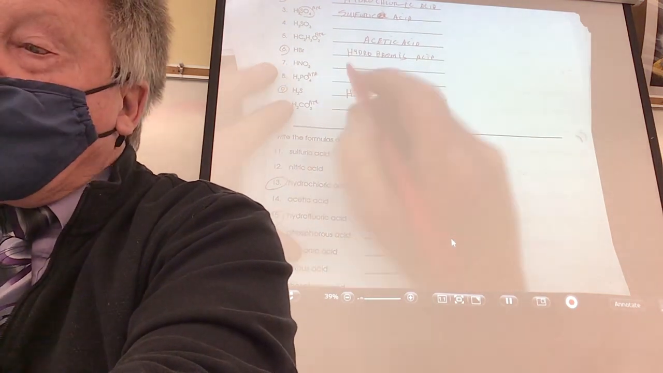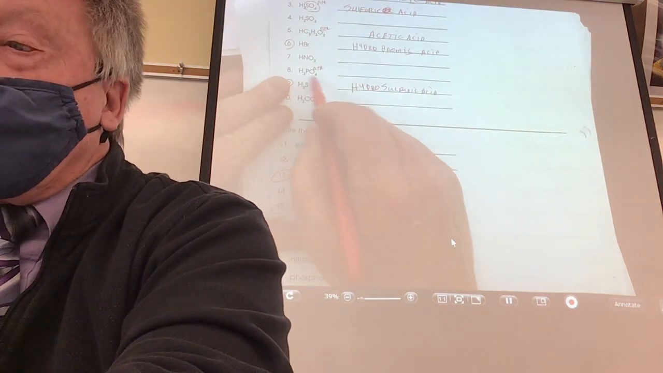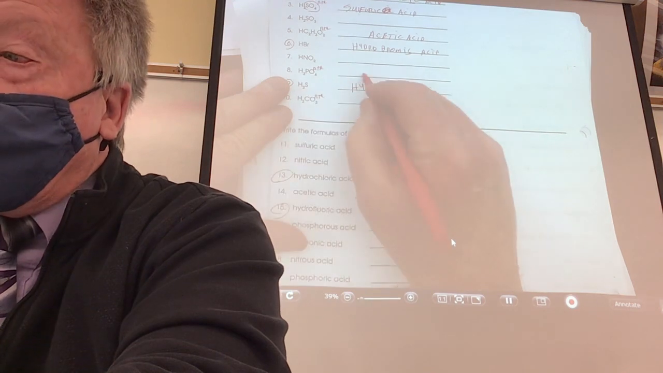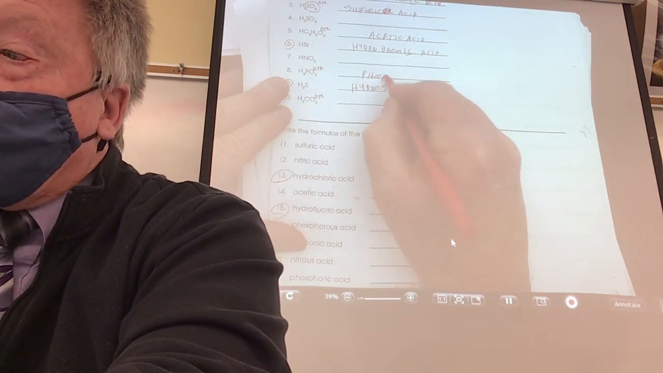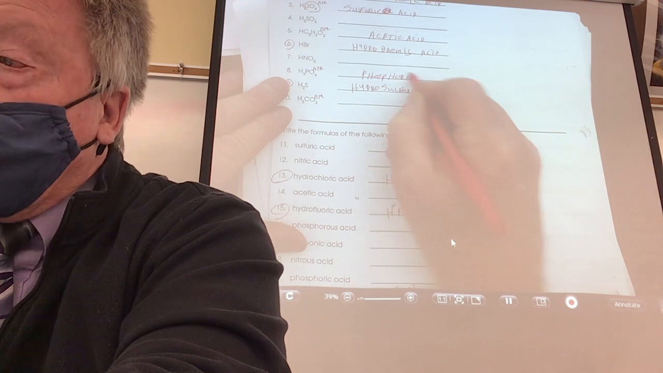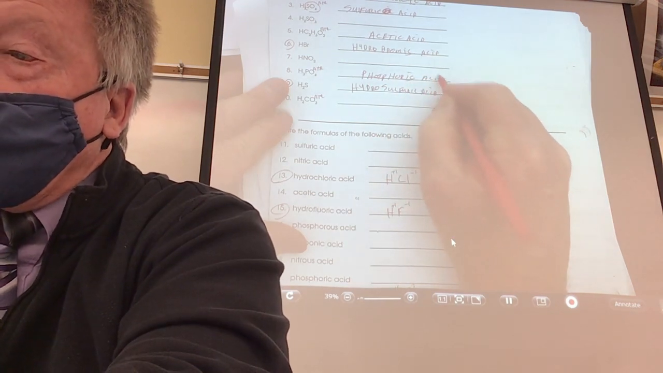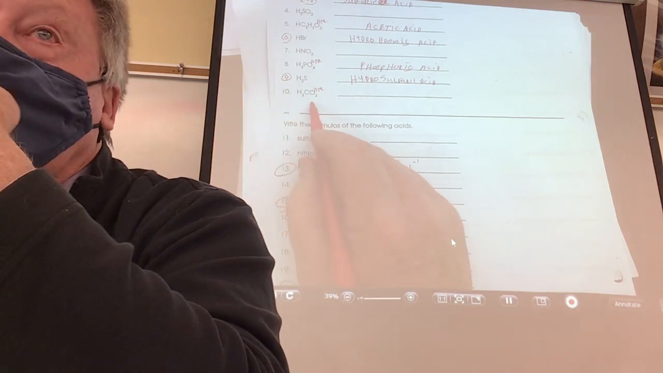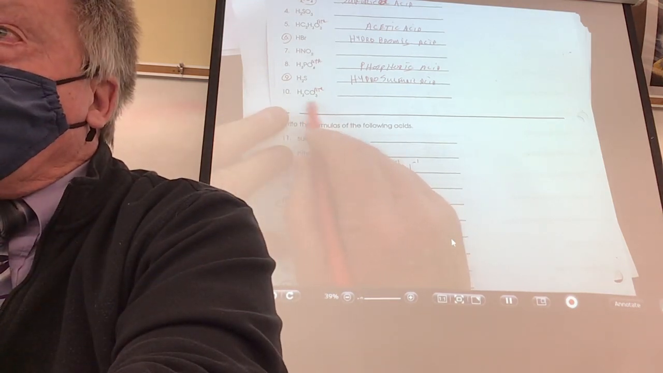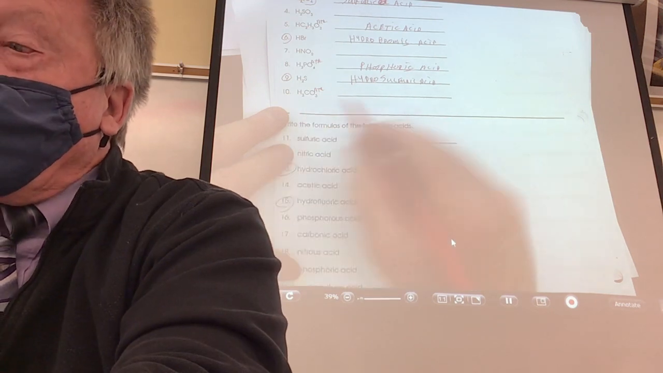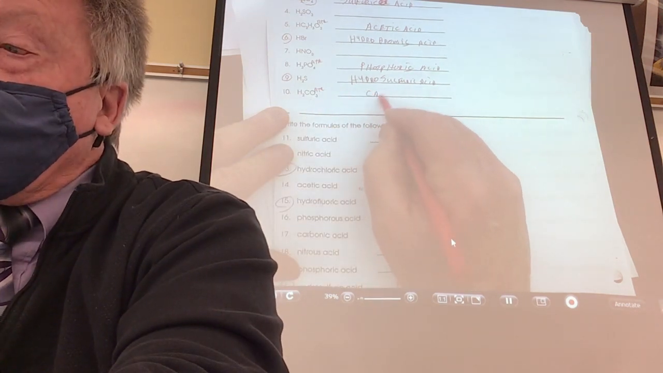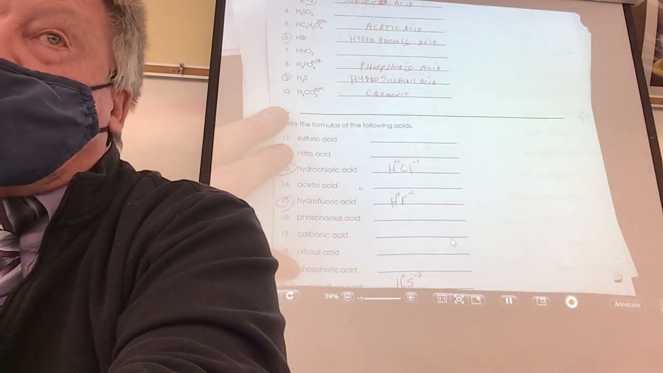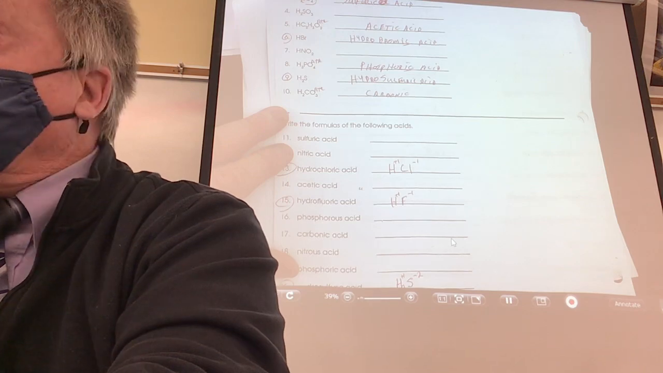All right, one more. What's the name here? Phosphate. Phosphoric acid. And what's the last one right here? What's the name? Look it up. I'll give you a clue. It has carbon in it. Carbonate. So what's the acid? No. Why do you not use hydro here? Because it has oxygen.